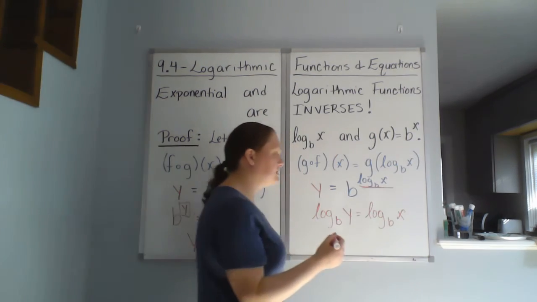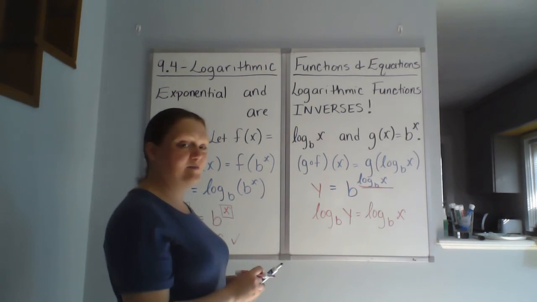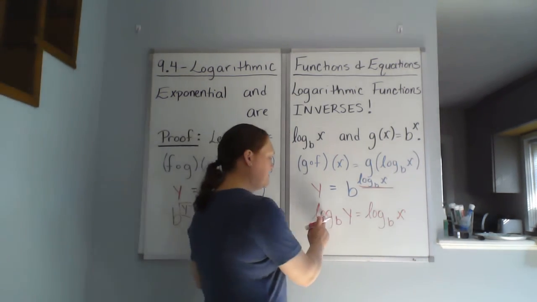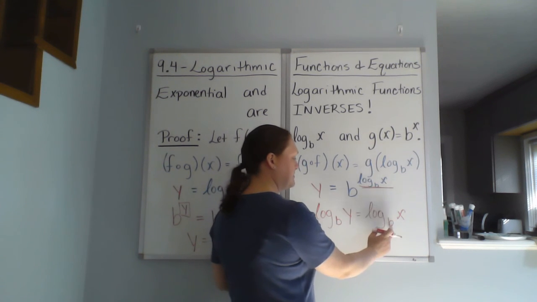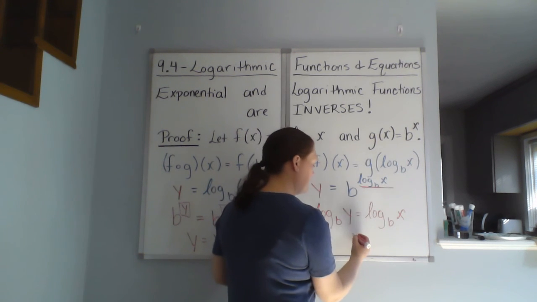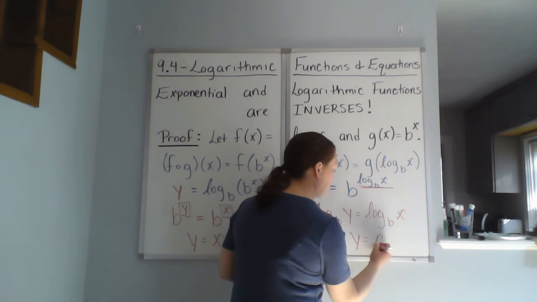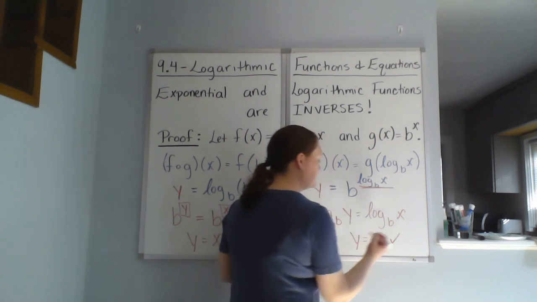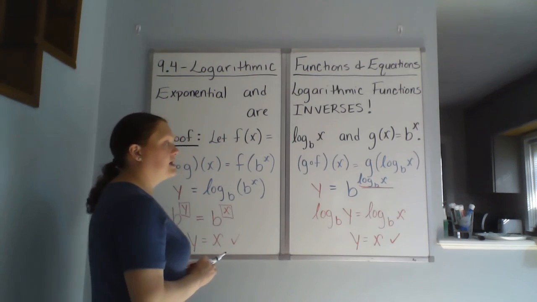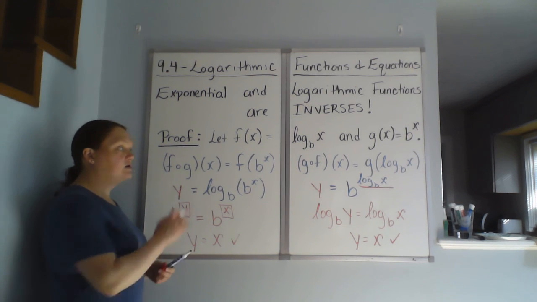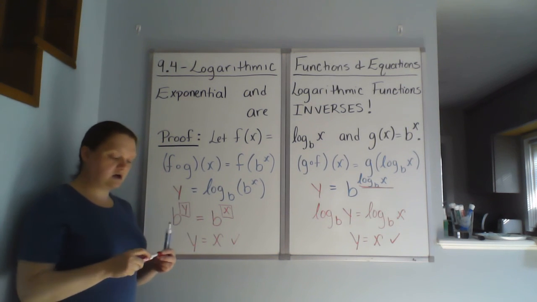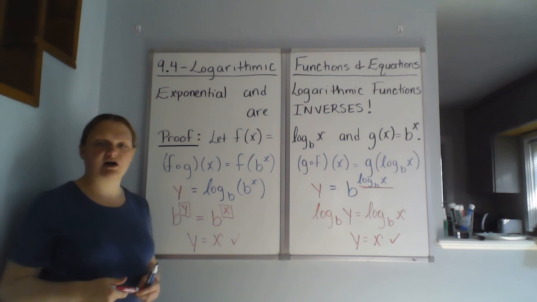We haven't talked about the property of equality for logarithms yet, but I bet you can figure that if you have log base b of one thing equal log base b of another thing, those two inside pieces must be equal to each other for this statement to be true. So once again, we have shown that we get the identity function y equals x. So this is how I could prove using compositions that these are in fact inverse functions.